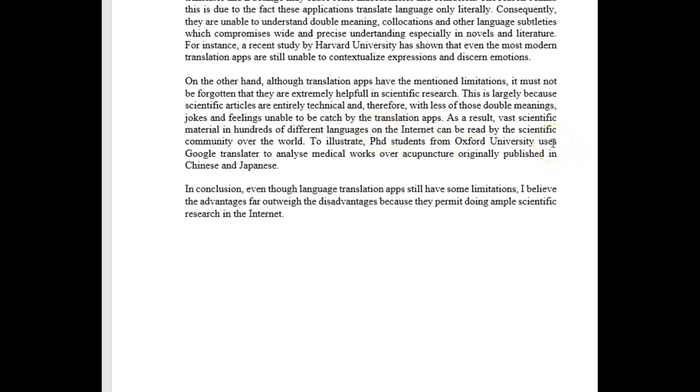without the S, Google Translator with an O, to analyze medical works on acupuncture, originally published in Chinese and Japanese. In conclusion, even though language translation apps still have some limitations, I believe the advantages far outweigh the disadvantages because they permit, they permit ample scientific research to be done over the internet. I think grammatically that makes more sense.